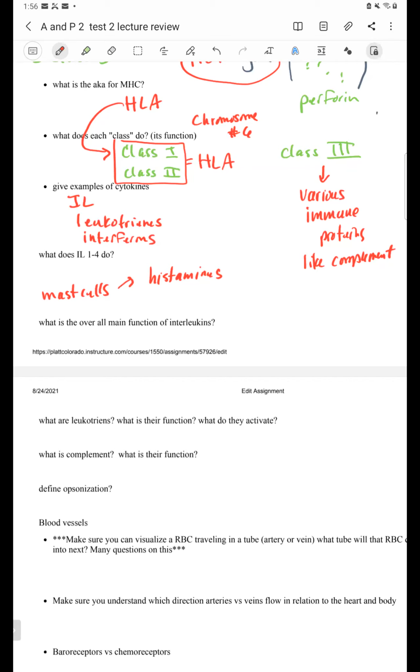So when in doubt with your interleukins, if you just don't remember, start with their overall main function: increase inflammation, bring in a bunch of Pac-Mans to the site. Your Pac-Mans are your phagocytic cells. Now we have a lot of different types of Pac-Mans: T cells, B cells, natural killer cells, mast cells, CD4s, all that stuff, other white blood cells, monocytes.